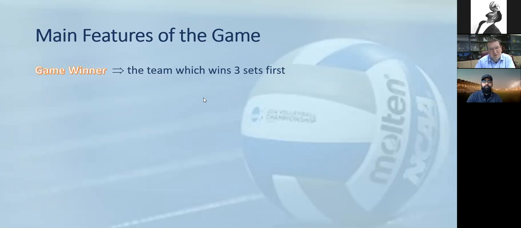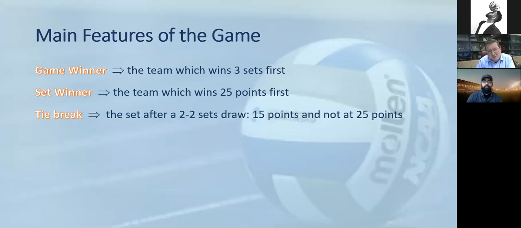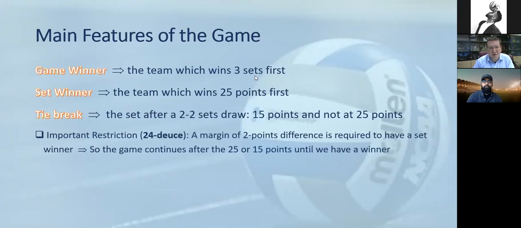And then we have the set winner. It's the team that first wins 25 points. Then we have the tie break, which is again a set, but a special set. It is the set that is played when we have a draw between the two teams at 2-2. So when the two teams are very close, the last set that will announce the winner is called the tie break. And instead of playing to 25 points, it is played to 15 points. This was initially done in order to reduce the time played, and to make the sport more attractive for television.